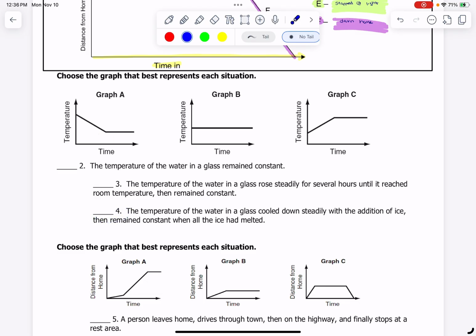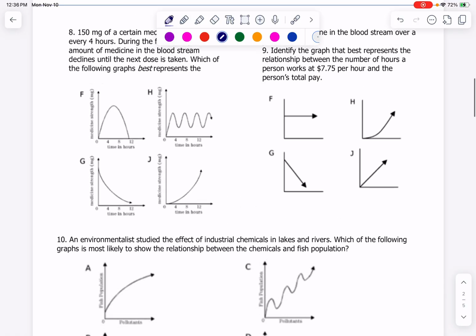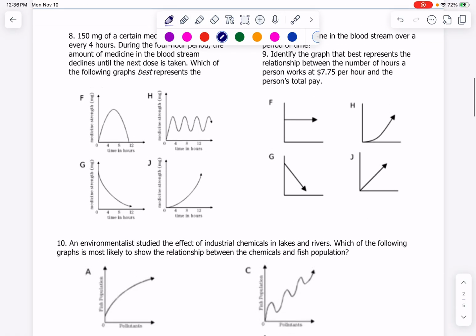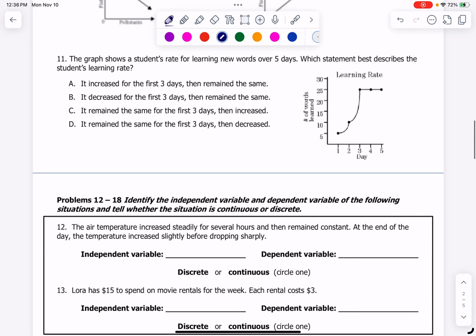So number 4 says the temperature of the water cooled steadily with the addition of ice and then remained constant once all the ice had melted. So I've cooled. Temperature going down would be cooling. So I'm going to put graph A on that line. And you guys can figure out which one's B and which one's C, and you've got some more situations. And here you're looking at the situation and then deciding which graph matches the situation.